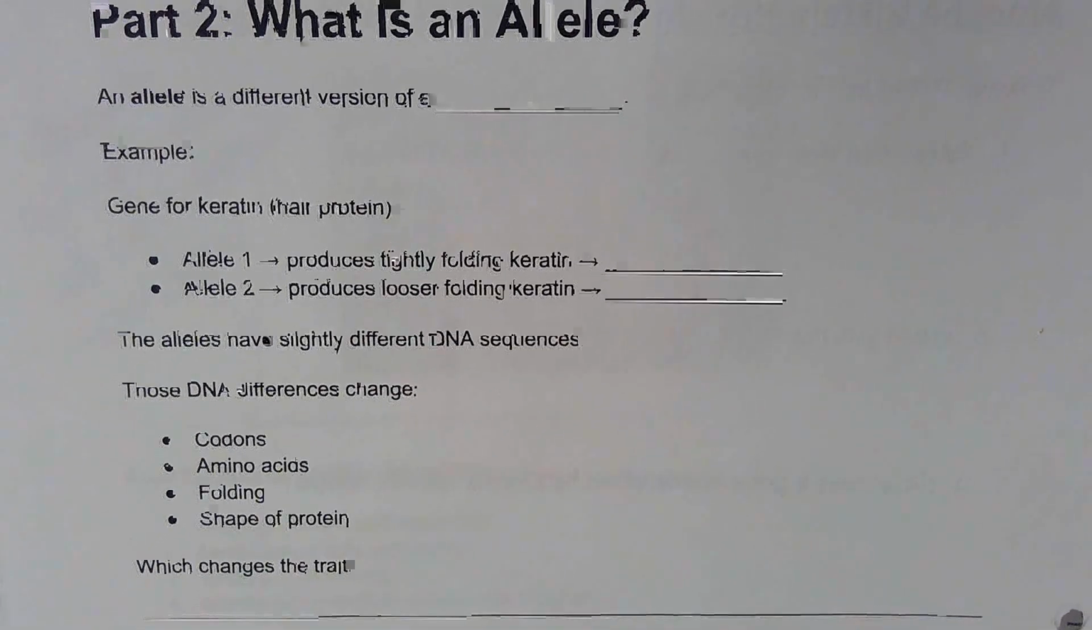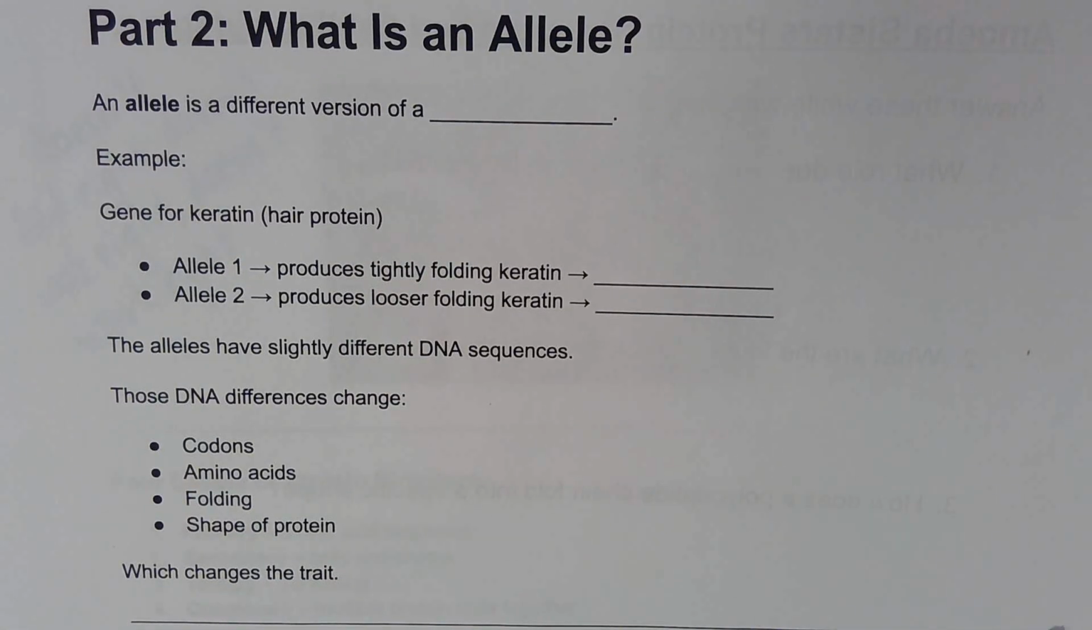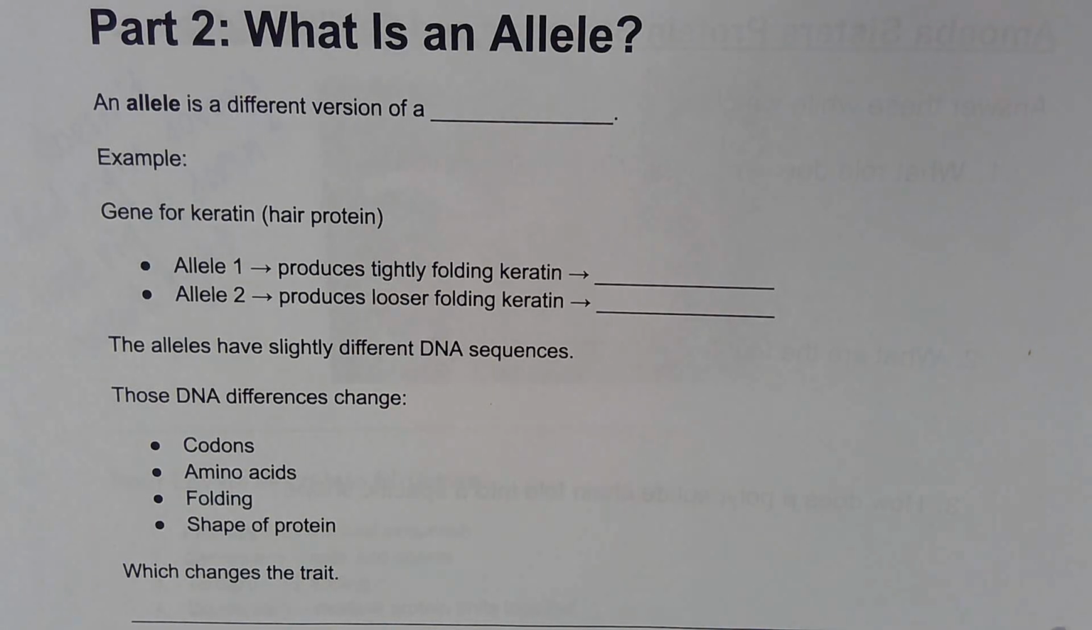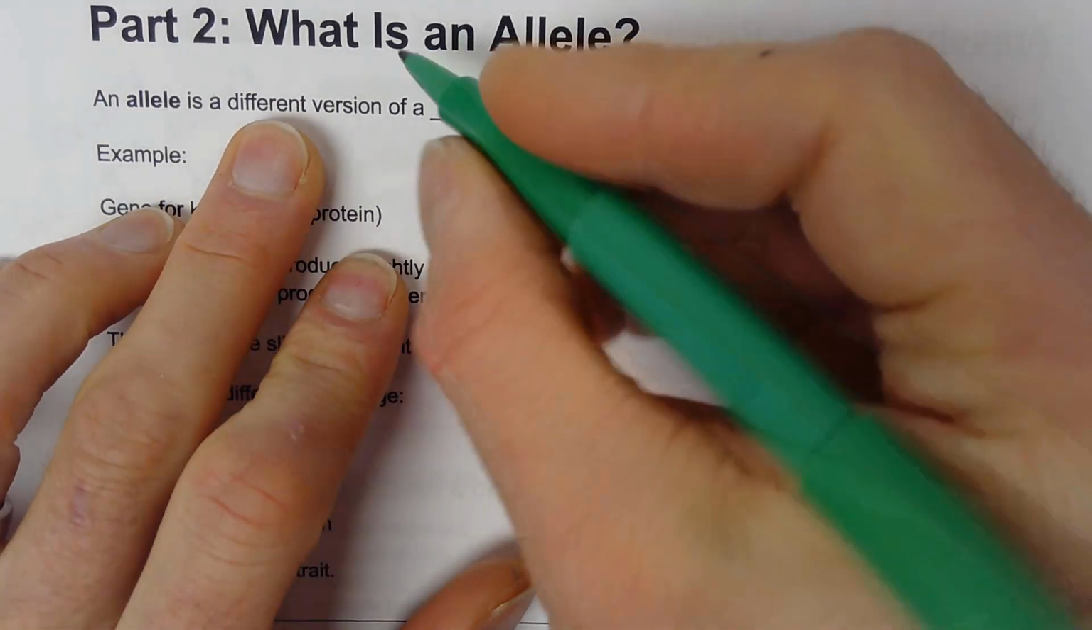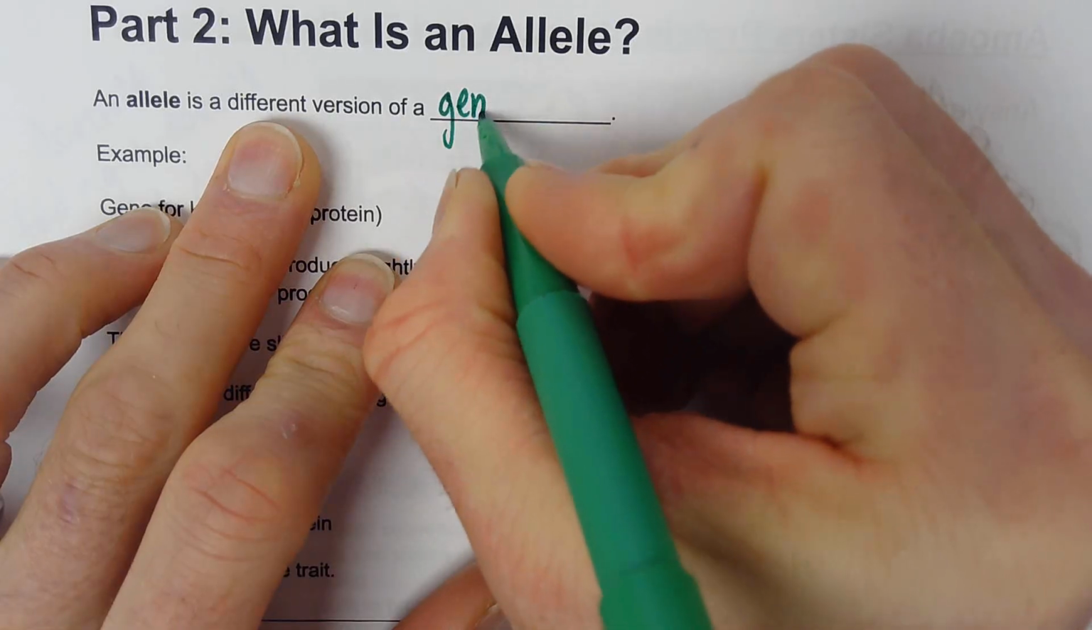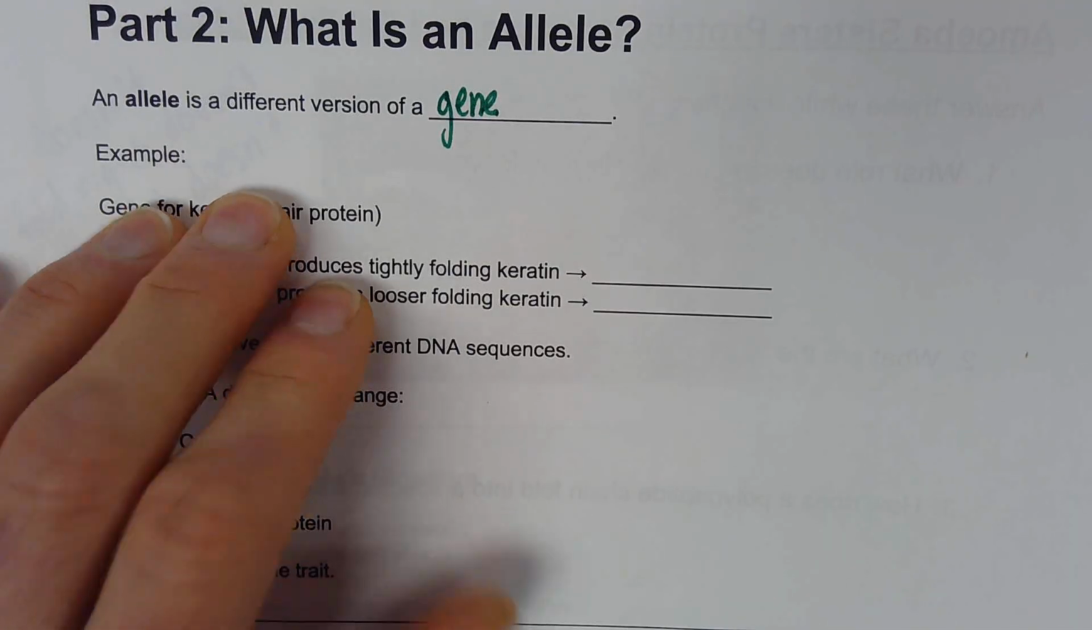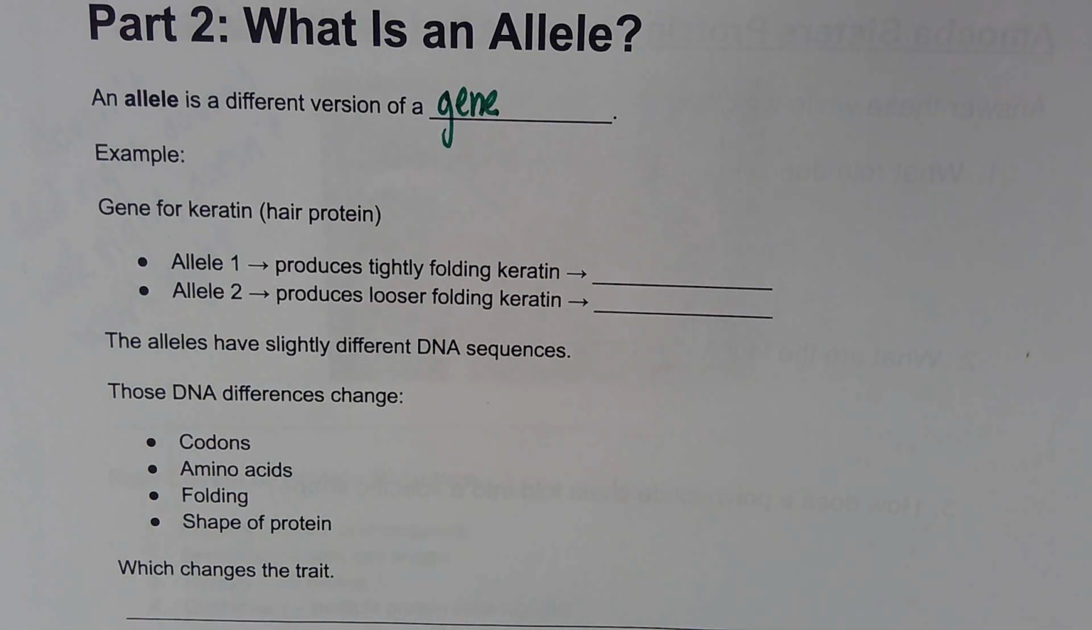Now we have a word that I think we've seen, but we haven't really talked about what it is. So that word is an allele. And what an allele is, it's just a different version of a gene. Kind of like what we talked about with the genetic differences between Maggie's that was mutated and the normal gene. It's just a different version of a gene.